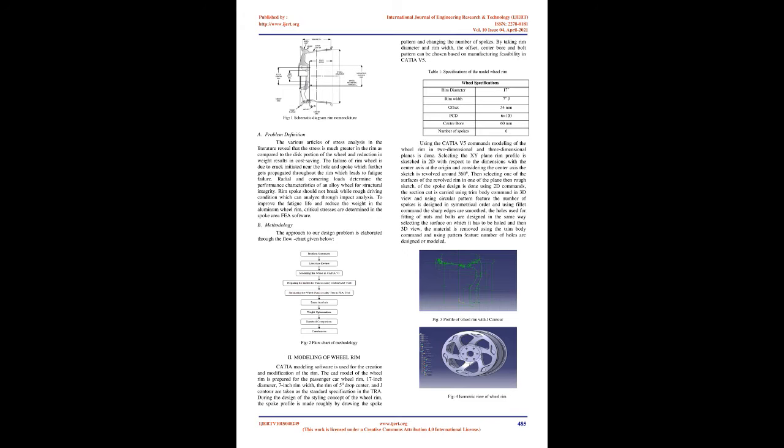The failure of the rim wheel is due to a crack initiated near the hole and spoke, which further gets propagated throughout the rim, which leads to fatigue failure. Radial and cornering loads determine the performance characteristics of an alloy wheel for structural integrity. The rim spoke should not break in rough driving conditions, which can be analyzed through impact analysis.